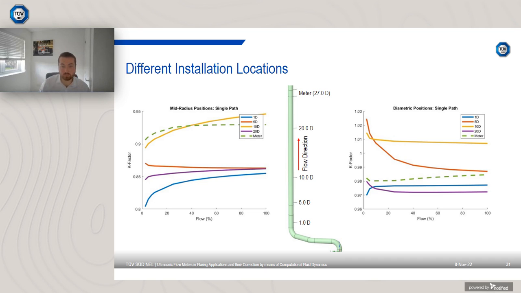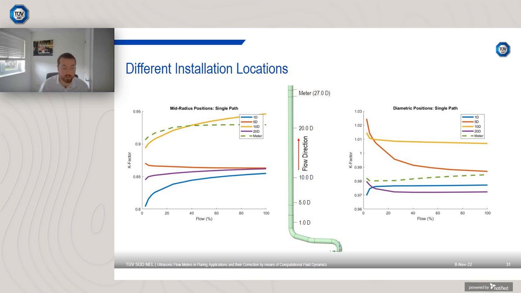So using the same simulations, we extracted the K factor. And you can see that regardless of where the meter is located, the K factor is biased based on where the swirl is within the pipe. So you need to understand where the meter will be located, why it's best suited there, because installation effects are present even in this simple geometry, and they significantly affect your meter readings.